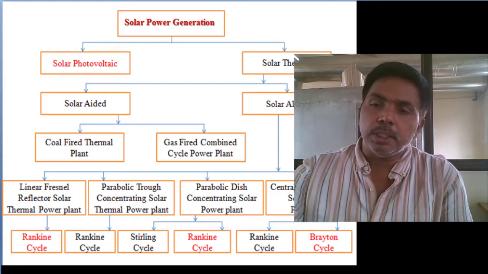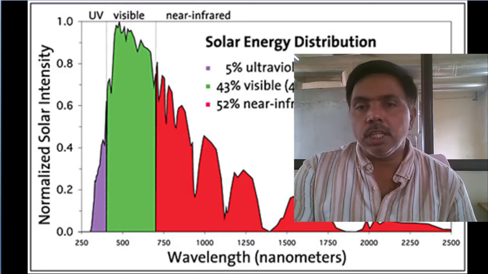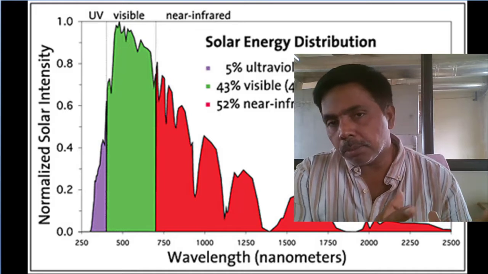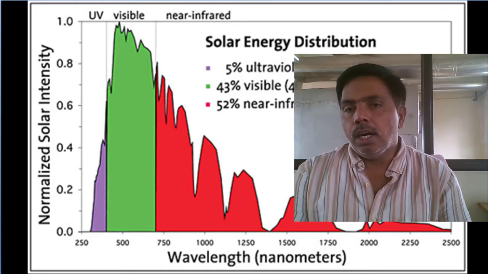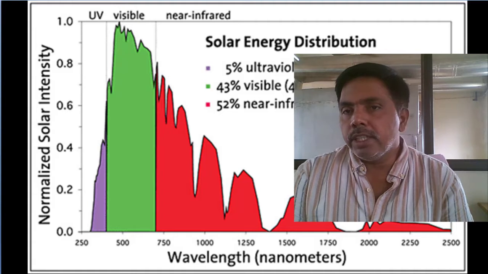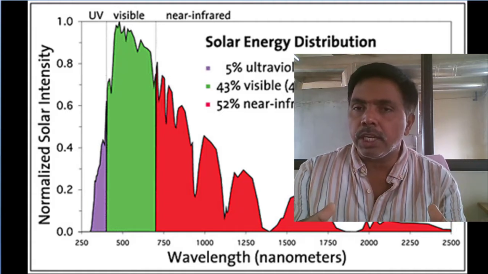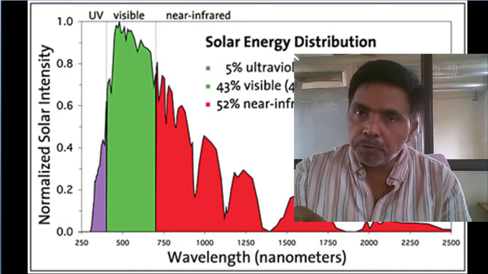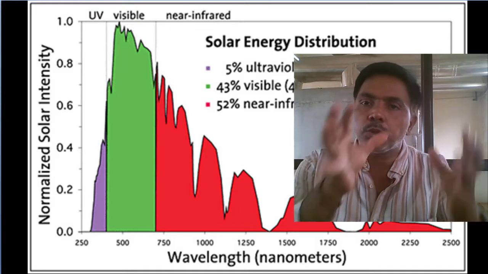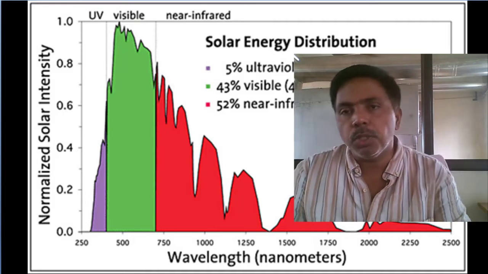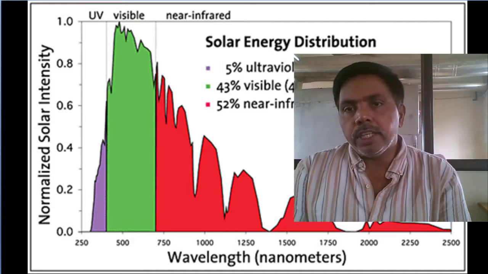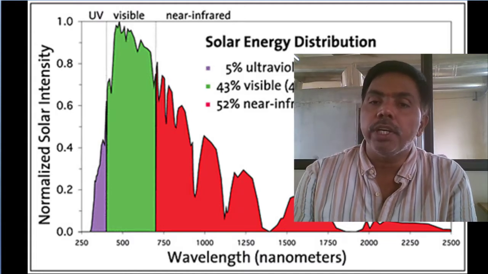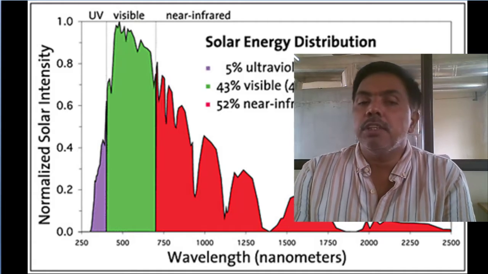First of all, before starting that, what are the parts of solar radiation? All are not useful. The total solar constant I already mentioned, 1353 watt per meter square of solar radiation, is coming from the sun to the earth. Out of that, 5% is ultraviolet radiation, 43% is visible radiation, and 52% is near infrared radiation.